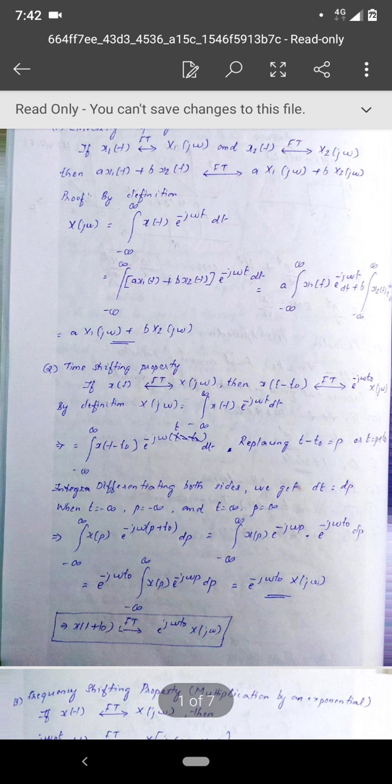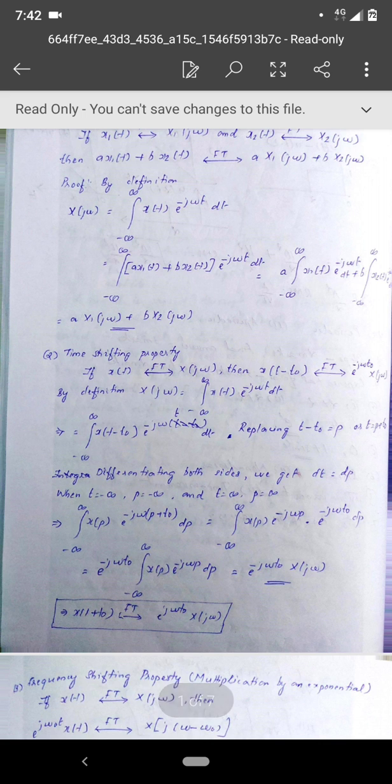Then the second property is the time shifting property. What is the time shifting property? If x of t leads to x of j omega, and we delay or shift the signal by t0 seconds, that is x of t minus t0, then what is the Fourier transform of such a time shifted signal? It is nothing but e raised to minus j omega t0 times x of j omega. So the Fourier transform of x of t minus t0 is e raised to minus j omega t0 x of j omega.